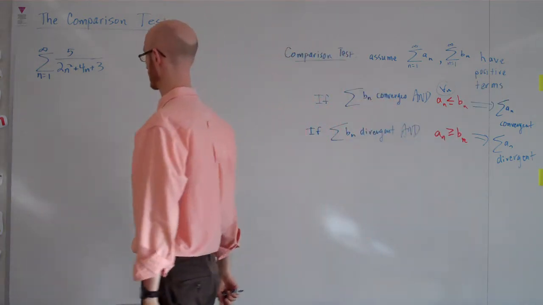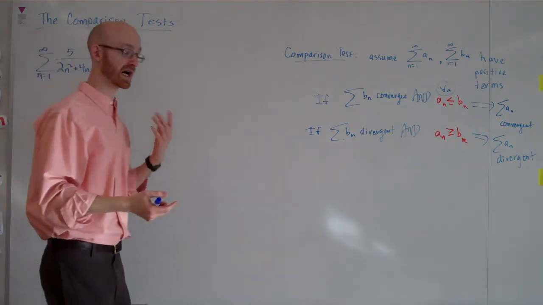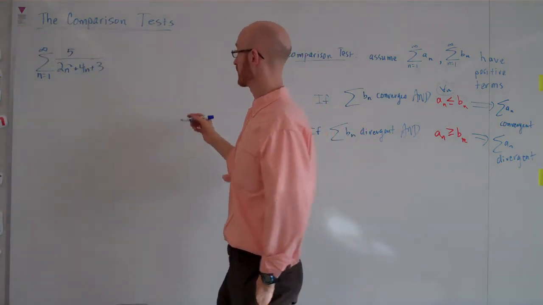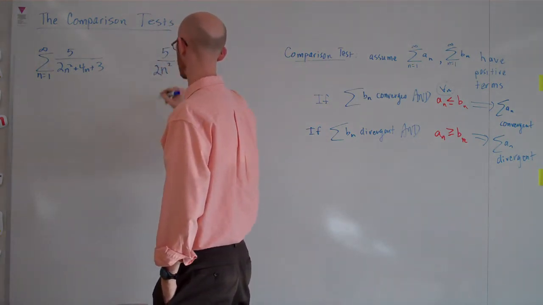So now we need some further inspection. And think about when n is large, what really drives the behavior of this thing. And it's primarily this 2n squared here and the 5 there. There's nothing else going on in the numerator, so that's pretty much that. But the denominator is really dominated by the n squared. So really, the thing I'm thinking about is 5 over 2n squared.